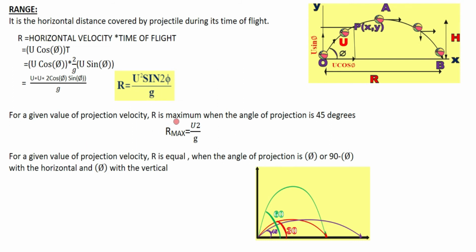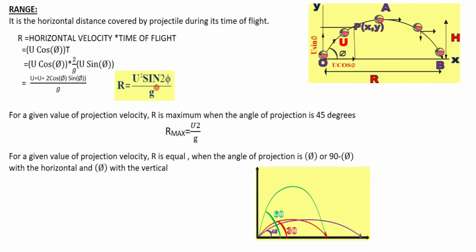Okay, now let us derive the expression for maximum value of range. So for a given value of projection, means I fixed u, range will be maximum when sin 2 phi is maximum. Why? Because for a given value of projection, it means that I fixed u. g is also constant. Okay, so u square is constant and g is constant. Now the value of range purely depends upon sin 2 phi. Range will be maximum when sin 2 phi is maximum.